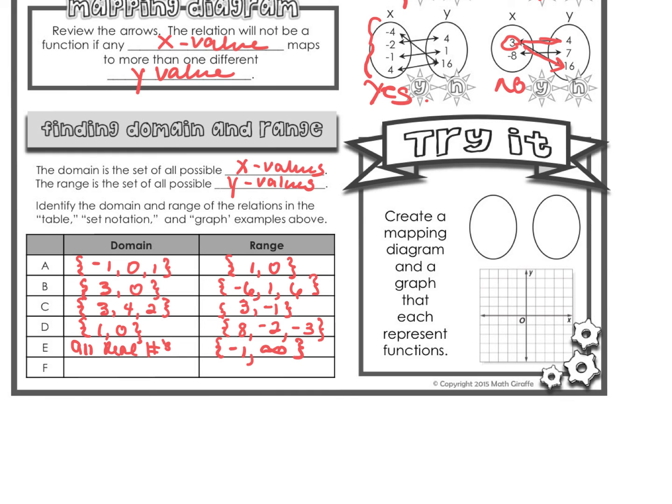On F, your domain is -2 to infinity, and your range is, yes, your range is all real numbers. And it's negative infinity to infinity when you do that.